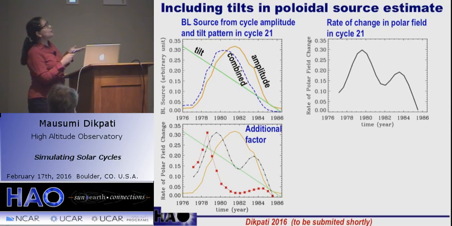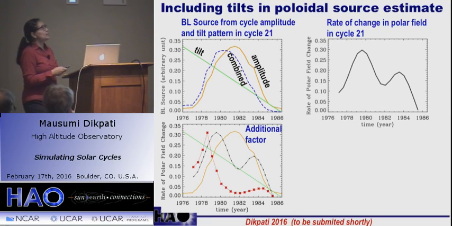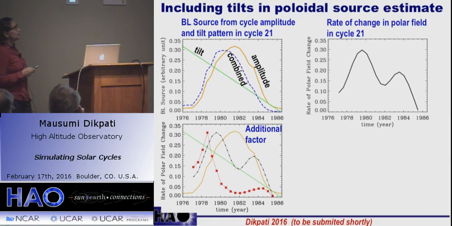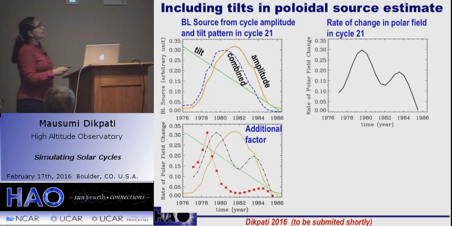Does this account for the actual poloidal source? This should be such that it could explain the rate of change of polar field in cycle 21. This is the rate of change of polar field in cycle 21. So this source does not explain the rate of change of polar field. You need this additional factor plotted in red, multiplied with all the tilt and amplitude, to explain the rate of change of polar field in that cycle.